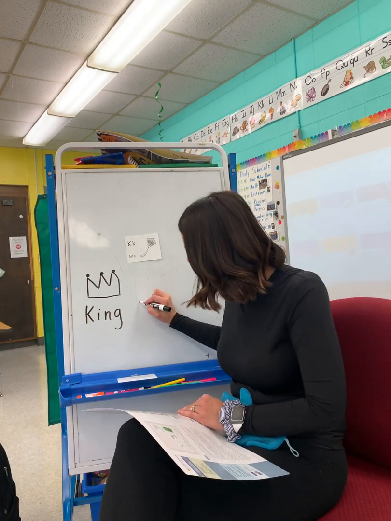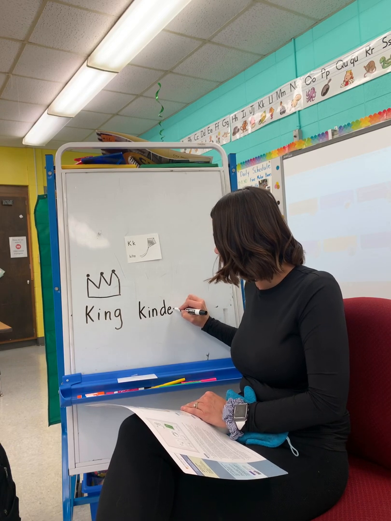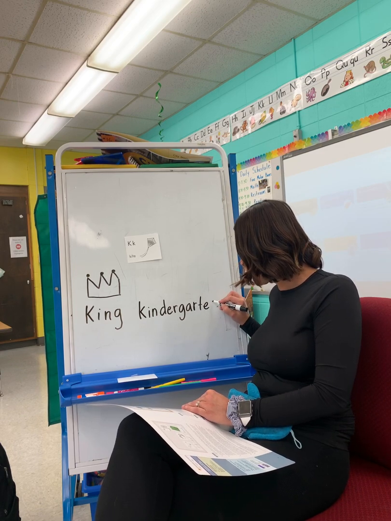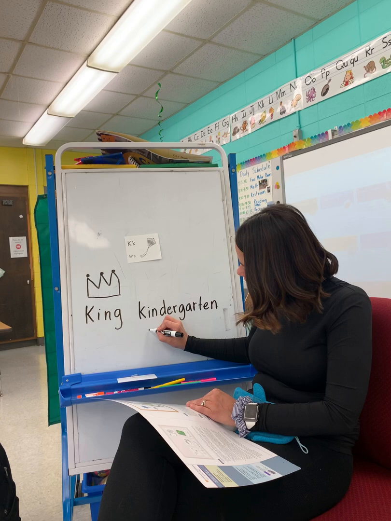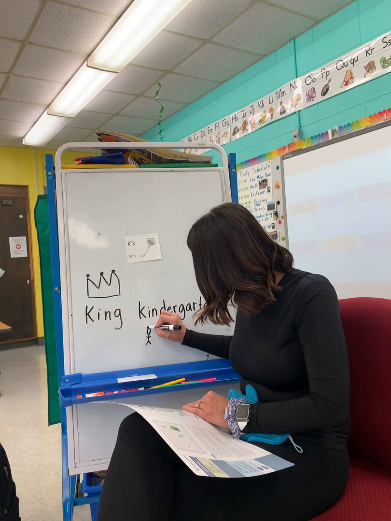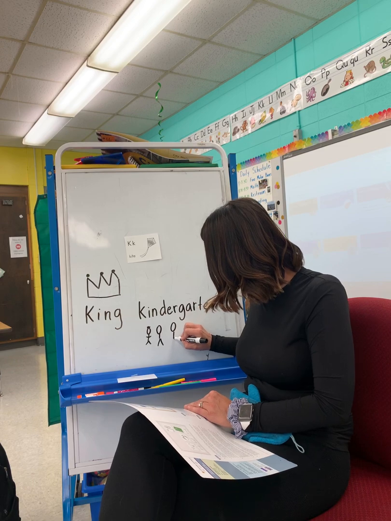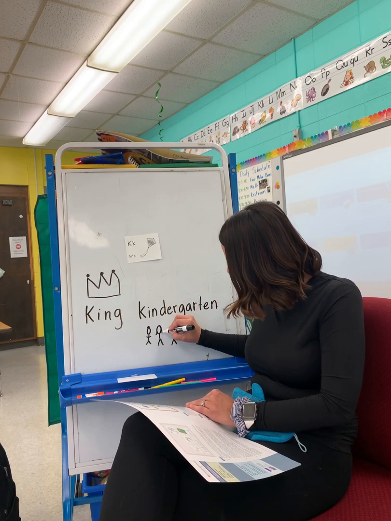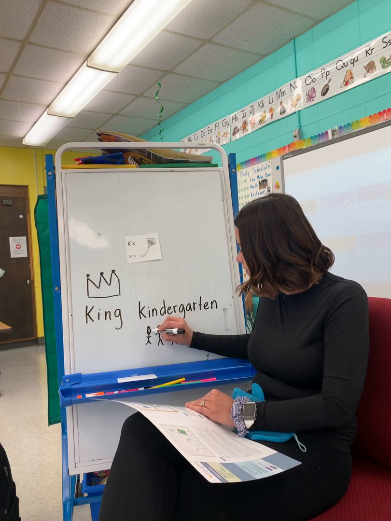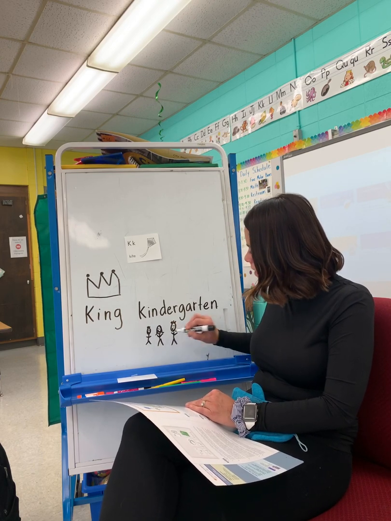I also was thinking kindergarten is another word that starts with K. And for kindergarten, I thought I would just do a picture of little people. I'm going to do 3 little people. I know our classes are small, but they're definitely not that small. But that's what I'm going to do here. I'm going to give them little faces. So this is my face of kindergarten. Guess I better give them arms.